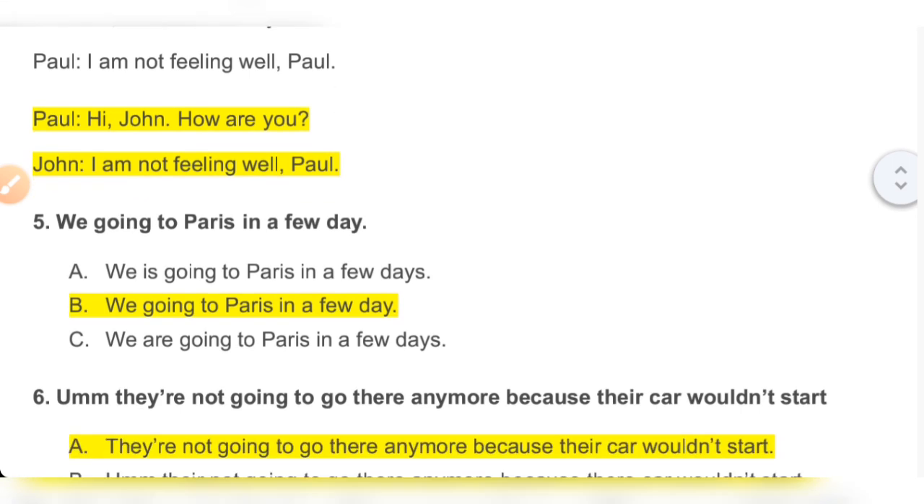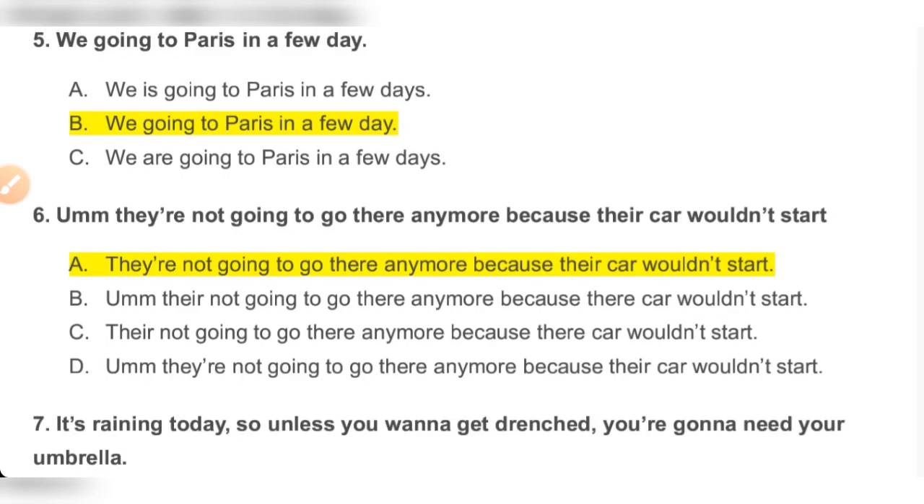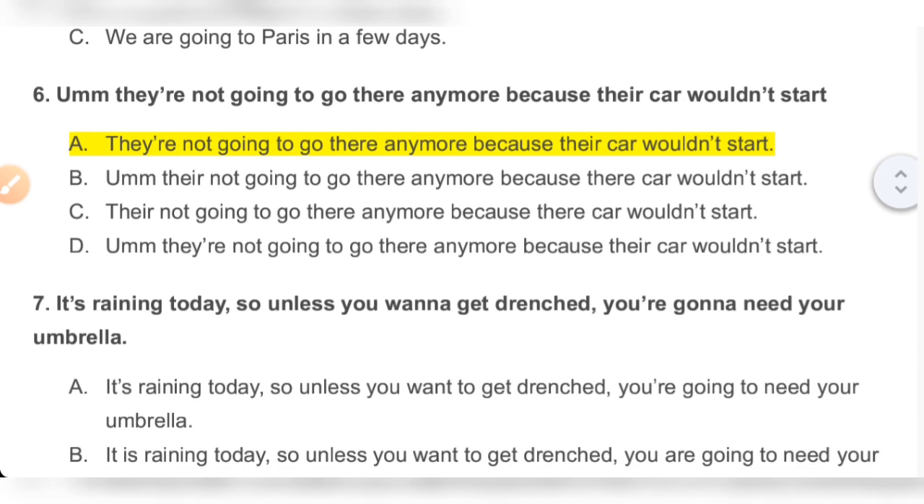Here is the fifth question. We going to Paris in a few days. Here are three different options and the correct option is option B. We going to Paris in a few days. So this is the correct one. They are not going to there anymore because their car would not start. There are four different options and the correct option is the first one. They are not going to go there anymore because their car would not start. This first option is the correct option.